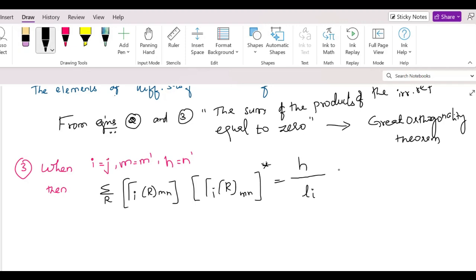Then comes Kronecker delta. In this case, Kronecker delta ij, Kronecker delta mm dash, nn dash will be equivalent to what? 1. So this is another relation, another relationship that we have derived from that theorem. So these are the three conditions.